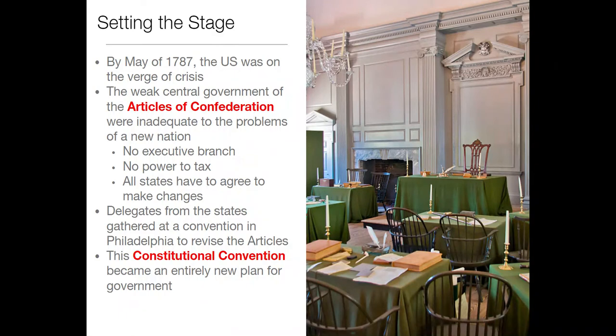All states had to agree in order to make changes. So even though they saw that there were issues with the articles, it was difficult to make the changes necessary to make the Articles of Confederation work. So delegates from the states gathered at a convention in Philadelphia to try to revise the articles. But it became very clear that it would be almost impossible to revise, so they decided to completely throw it away and start fresh. So this Constitutional Convention became an entirely new plan for the government.